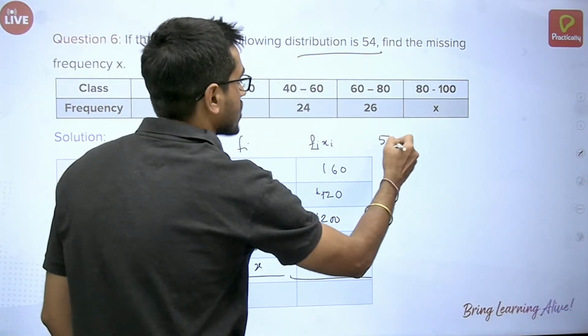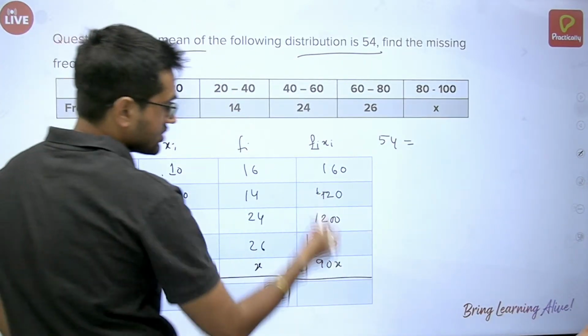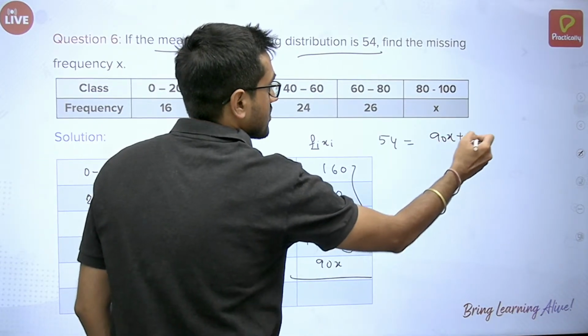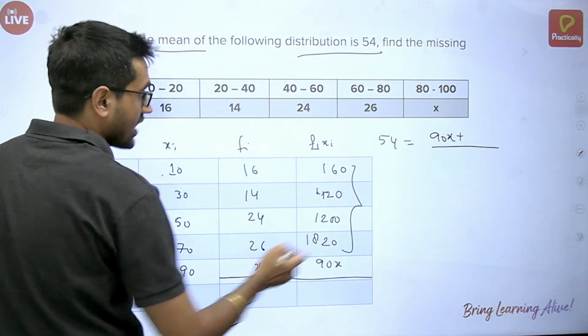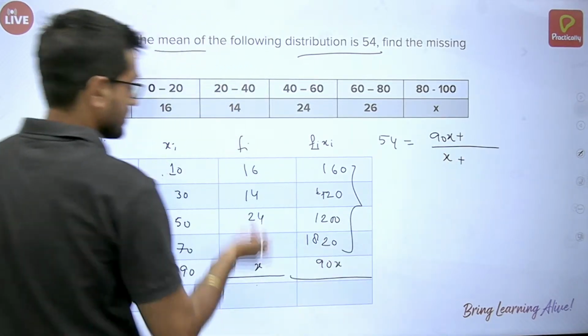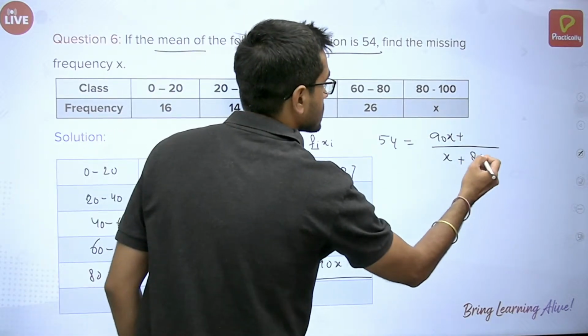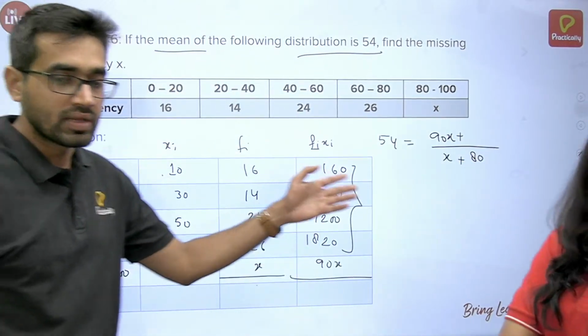And the mean is given, so I'm not going to solve it. There is no need, they can find it. Just add everything. Add 90x plus whatever you get, divided by x plus whatever this is. 26 plus 24 is 50, 50 plus 30 is 80. Now you just cross multiply and you'll get this value.